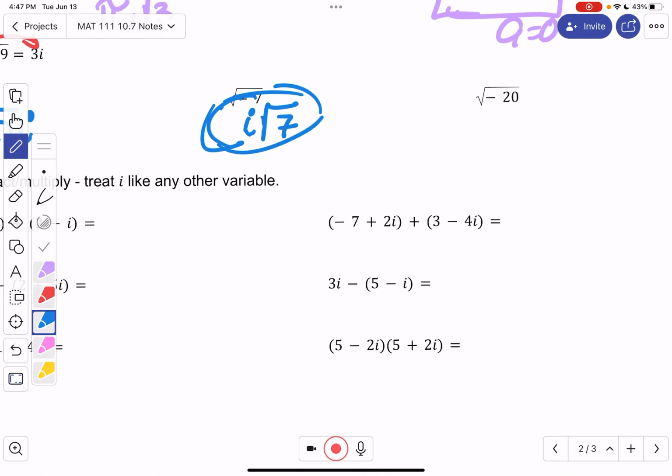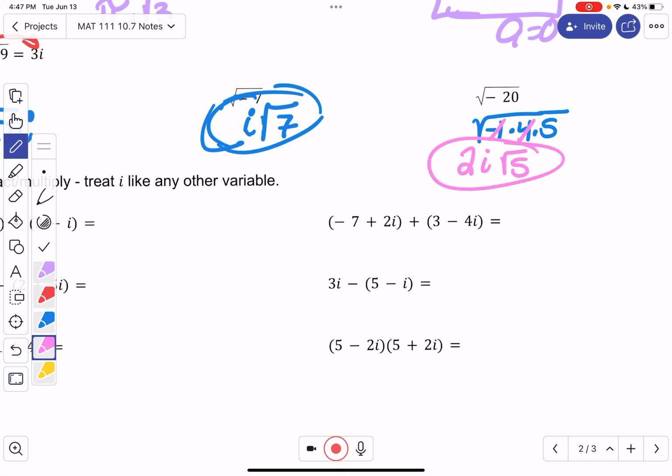Number 20, we can simplify. So I can rewrite this as -1 times 4 times 5. The -1 becomes an i. The square root of 4 is 2. Leave the 5 on the inside. That's how you simplify radicals with i's.